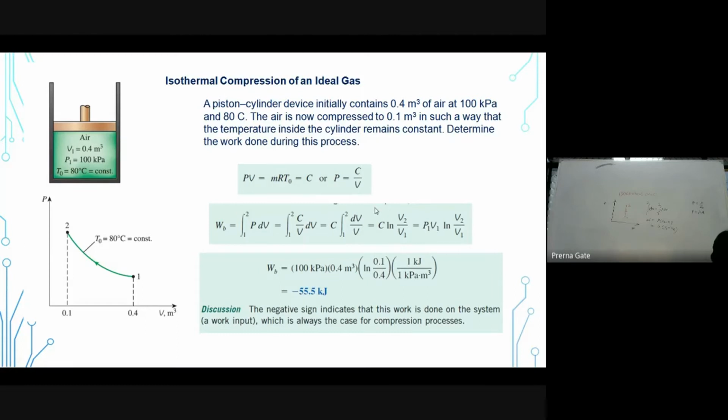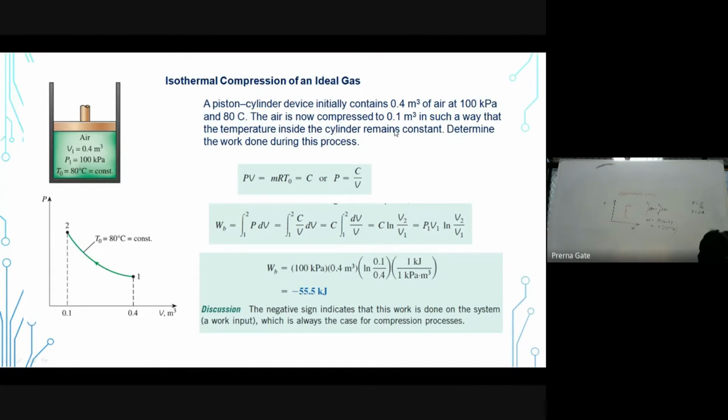So let us consider an example of an isothermal compression. A piston cylinder device is given with an initial volume of 0.4 meter cube, pressure of 100 kilopascal and temperature of 80 degrees Celsius. Now this piston compresses the air such that its volume decreases to 0.1 meter cube, in such a way that the temperature inside the cylinder remains constant. You have to determine the work done during this process.